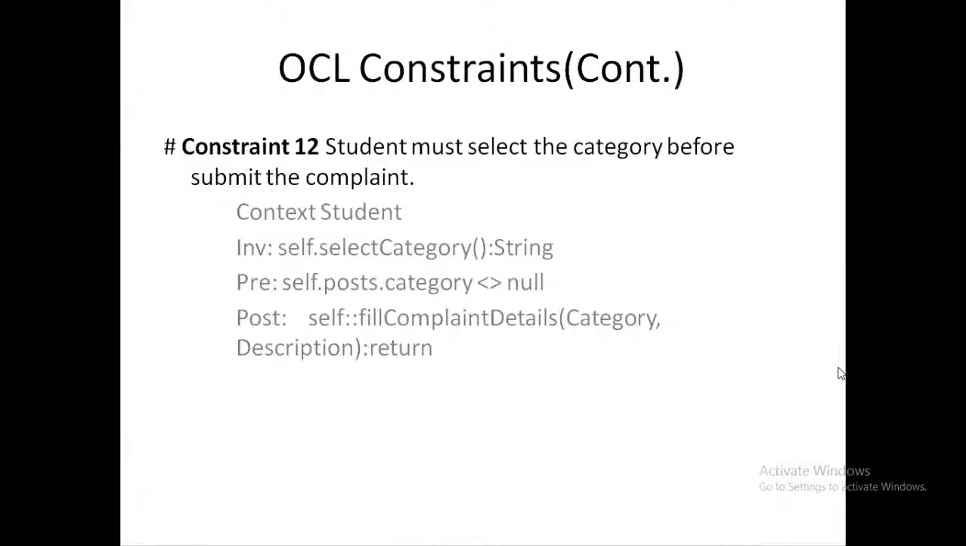Let's see what constraint 12 is. Constraint 12 is that the student must select the category before submitting the complaint. So it says self.selectCategory equal to string, which means the precondition is that the post category should be null, and the post condition is that the complaint detail field is filled. After selecting the category, the student can fill in the complaint details.